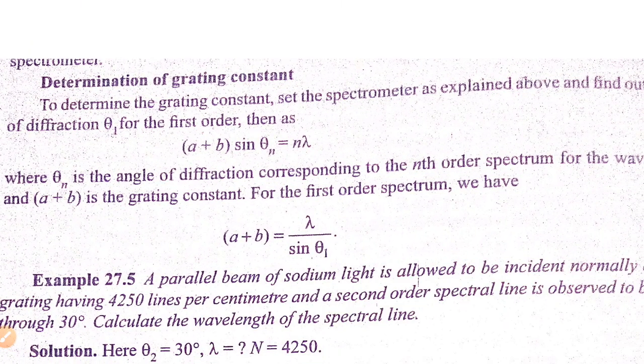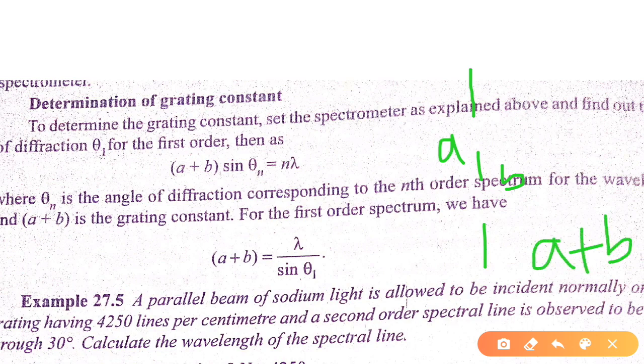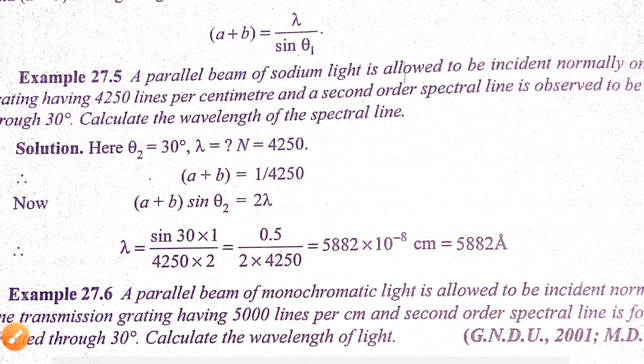So the next point is the grating constant. Grating constant is nothing but when there are a number of slits, the width is a and the opaque distance is b. When both are added, a plus b, that is from edge to edge, that is called the grating constant, a plus b. And related, a plus b sin theta is equal to n lambda. So now some problems about this.